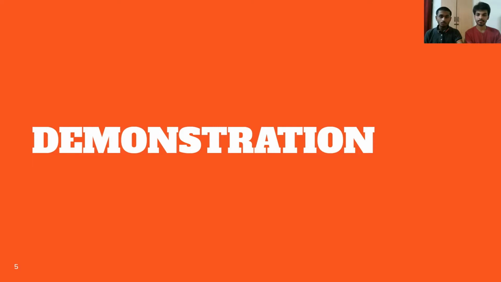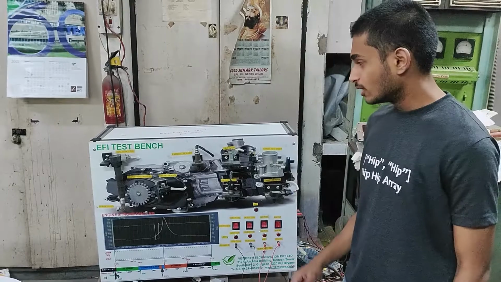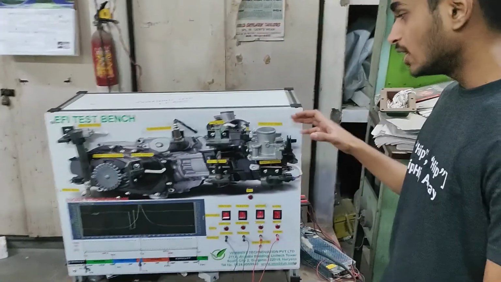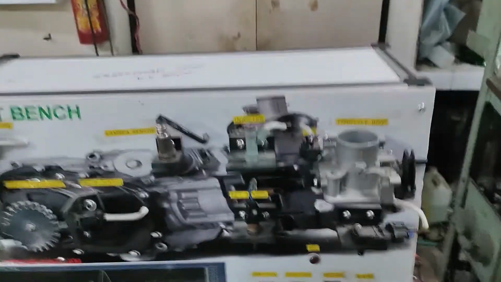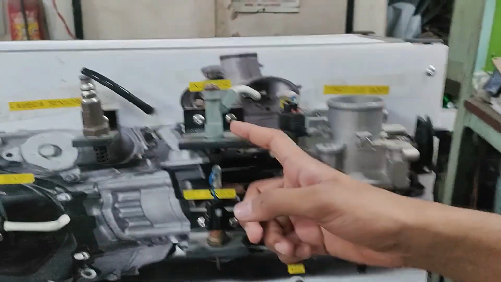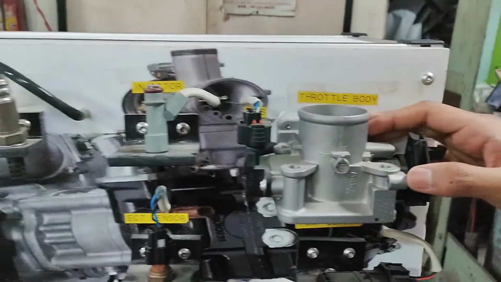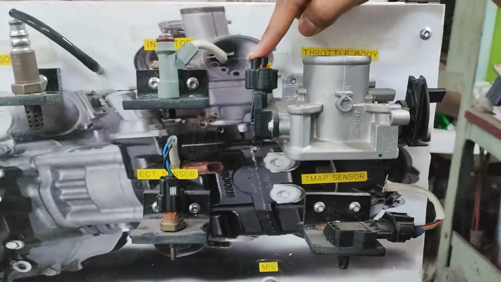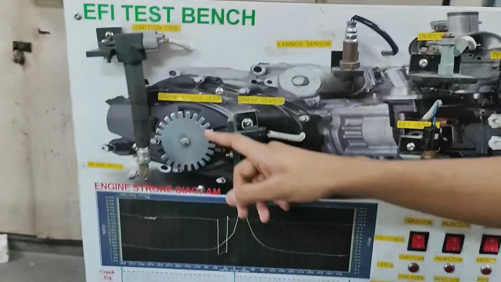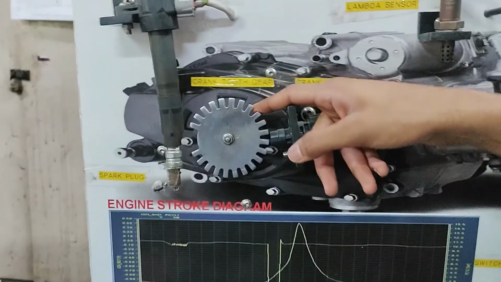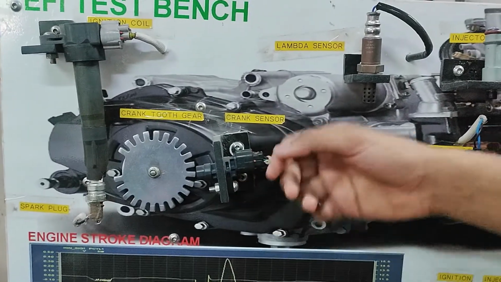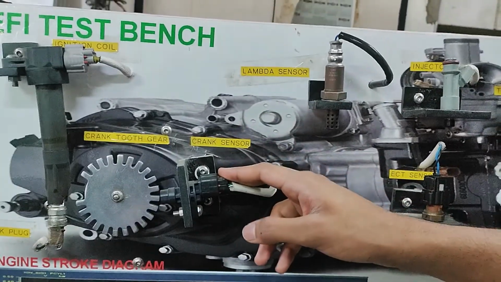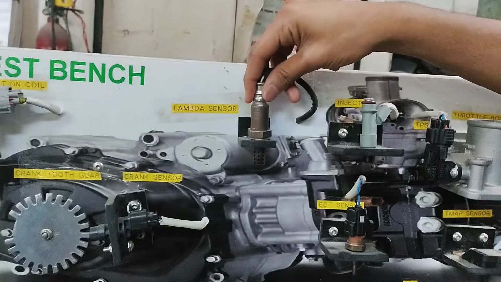So now let's see how a port fuel injection system works in real life. Here we have a test bench which shows all the individual components of an electronic fuel injection system. Here we have the fuel injector itself, and here we have the main throttle body with the throttle pedal. Here you can see the airflow being controlled, and on the side we have the throttle position sensor which is able to detect the throttle position. And here we have the crank tooth gear, which is basically a proxy for the engine RPM, and the crank sensor is used to measure the engine RPM. And here we have another sensor to measure the equivalence ratio.